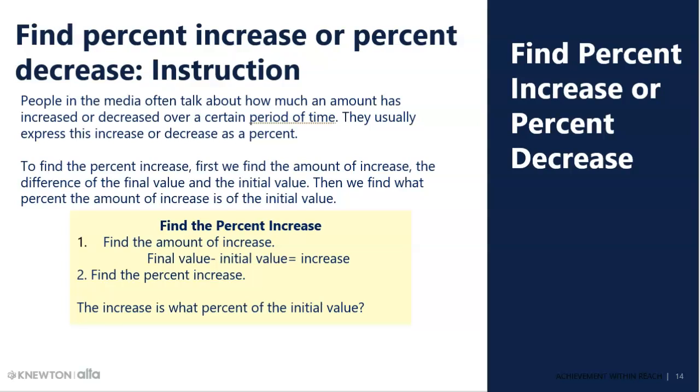All right, percent increase. People in the media often talk about how much an amount has increased or decreased over time. They express this as a percent. To find the percent increase, first we find the amount of the increase, that's that absolute change, the difference of the final value and the initial value. Then we find the percent. So again, we are just finding the amount of the increase, which is the final minus the initial. It doesn't matter if the amount went up or down. You find the amount of the change and divide it by the initial value and then multiply by 100.